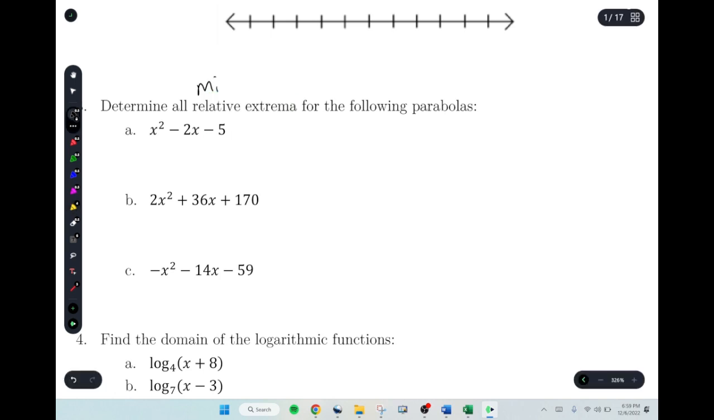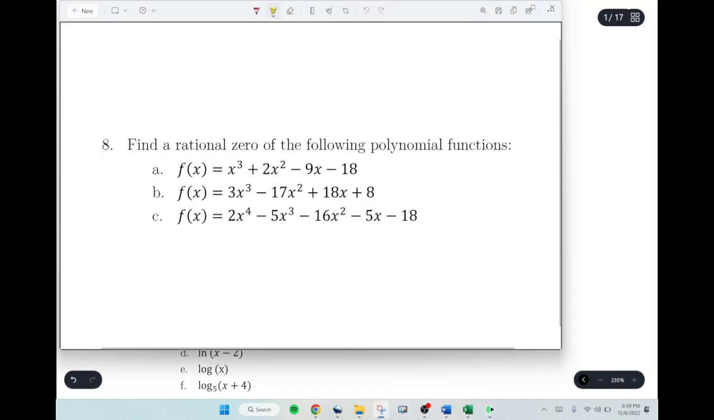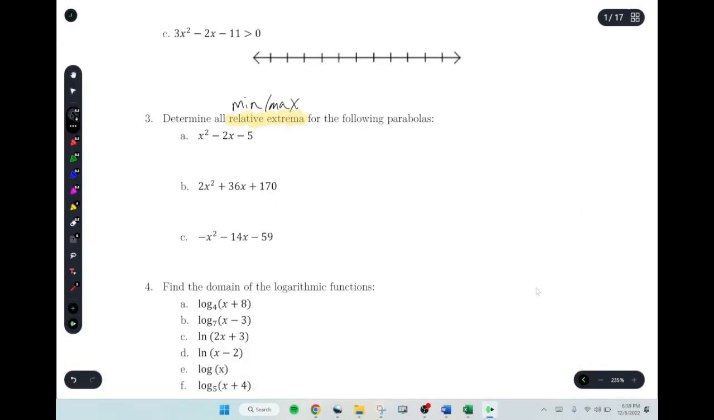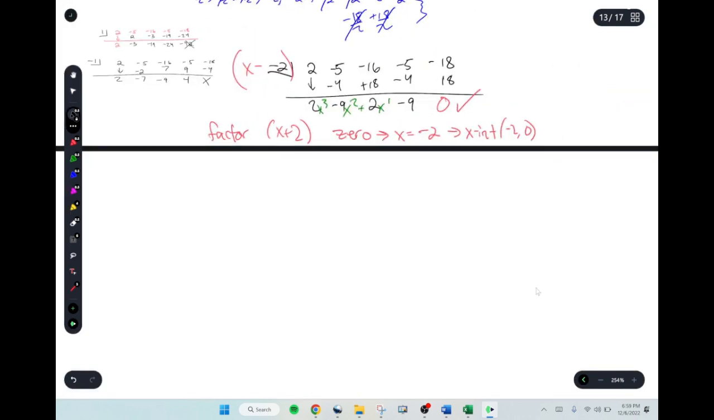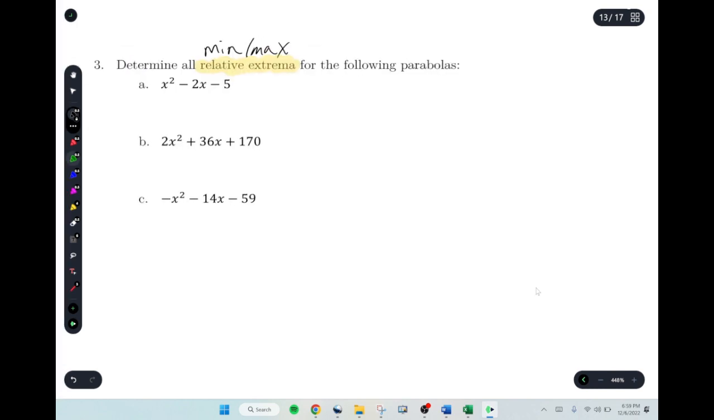Min/max. And how do you find a minimum or maximum of a parabola? You find the vertex. And how do you find the vertex of a parabola? It is negative b over 2a, and that's all you do right there. And then you're pretty much done. So if you get this type of problem where it says vertex or relative extrema, minimum maximum parabola, let's just grab this hardest one.